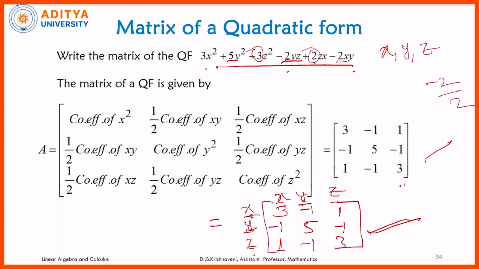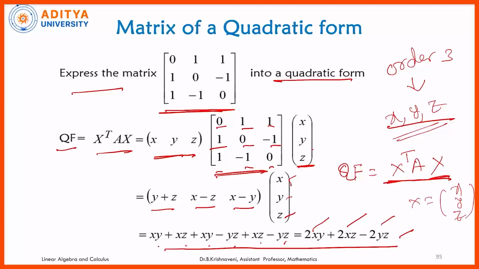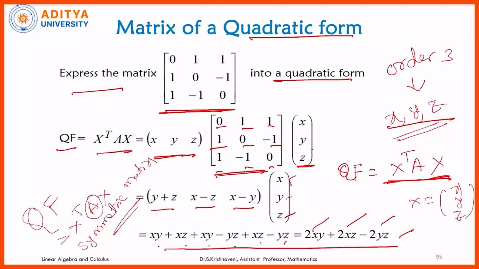Here, I need to make one note at this point. A quadratic form is a homogeneous expression of second degree in any number of variables. And a quadratic form can be written in matrix form as x transpose Ax. Here A is a symmetric matrix.